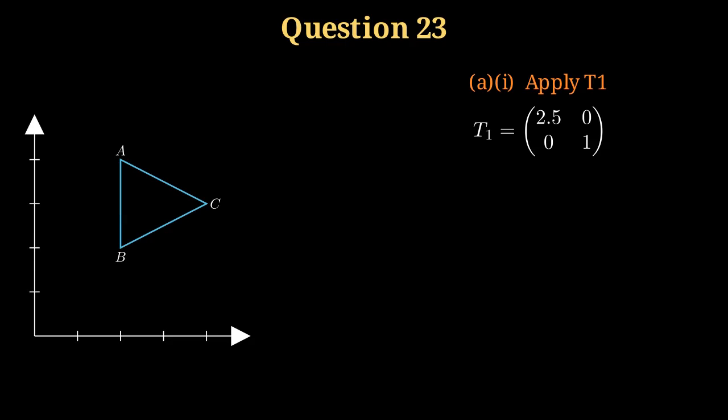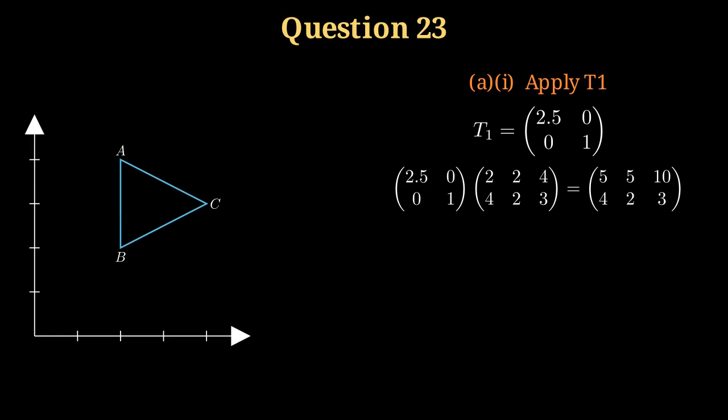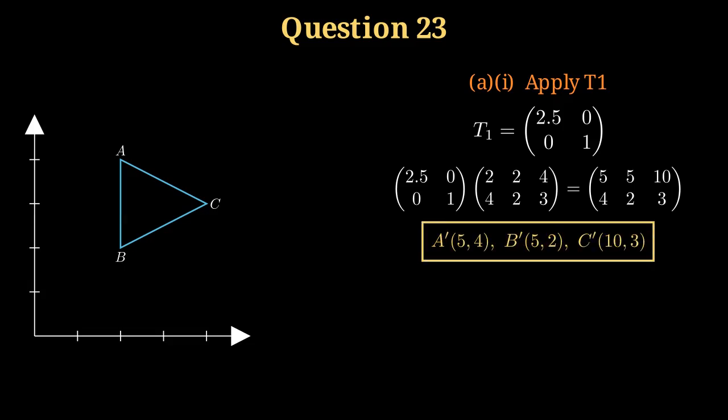To find the image of each point, we multiply this matrix by the point written as a column. Let's do all 3 points at once by putting A, B, and C as columns. The top row multiplies x by 2.5, and the bottom row leaves y unchanged. So 2 becomes 5, 2 becomes 5, and 4 becomes 10. So the images are A' at (5, 4), B' at (5, 2), and C' at (10, 3).